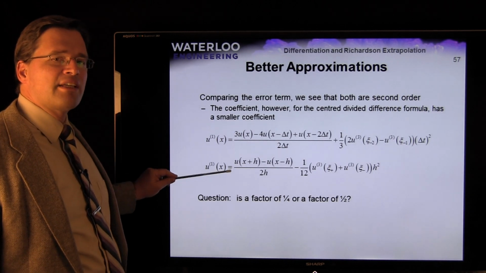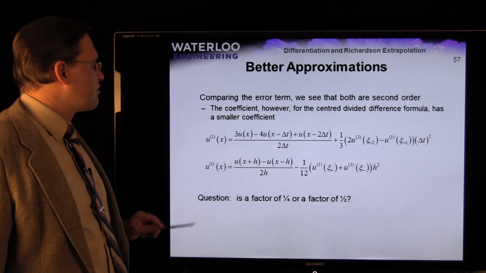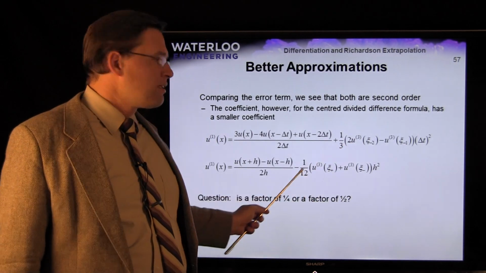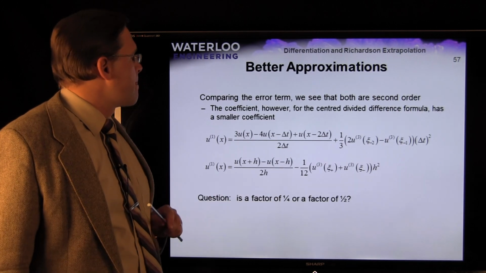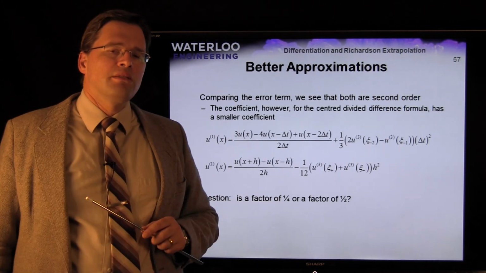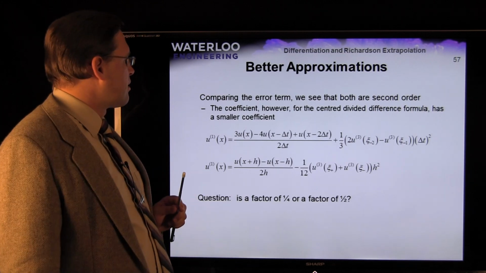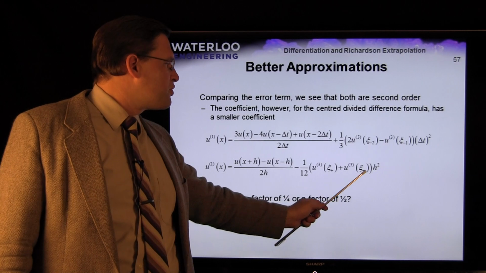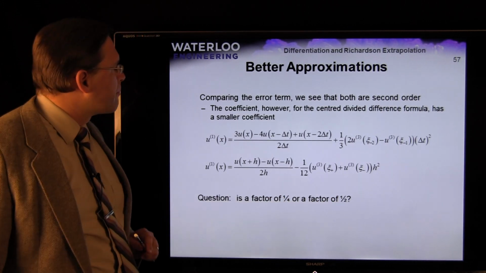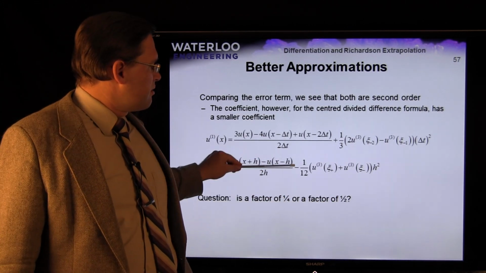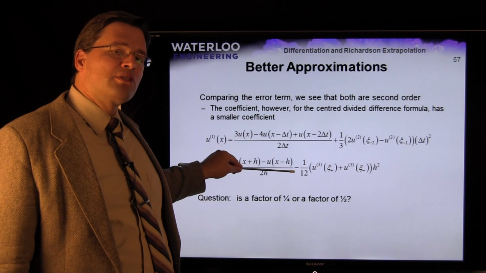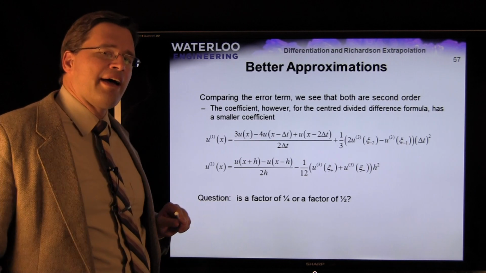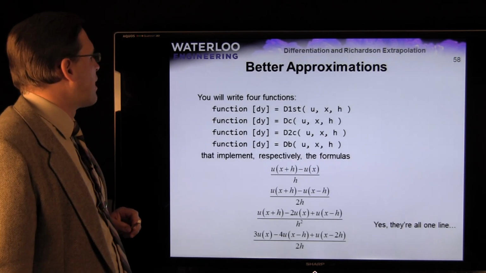Here we have the second order centered divided difference approximation. Notice that the coefficient out front is slightly larger. Almost. Now, wait a second. We have a 2 here minus. Here we have a sum of 2 values. So, is it actually a factor of 4 worse? Or is it in fact not that bad? It's actually only worse by a factor of a half. So that's actually not that bad.